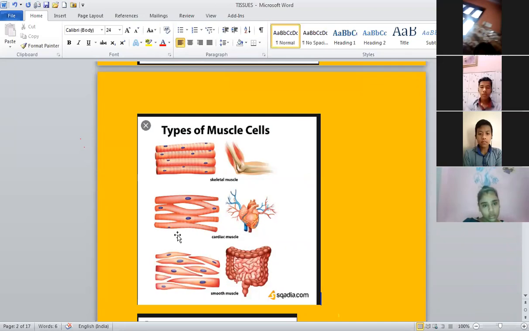Then second, we'll study smooth, involuntary or non-striated muscle fibers. You can see the cells. They are spindle shaped, tapering at the ends, thick in the middle. They are elongated, spindle shaped, with pointed ends. Then you can see they are uninucleated, meaning they contain only one nucleus. You can see only one nucleus over here. So we say that they are uninucleated.